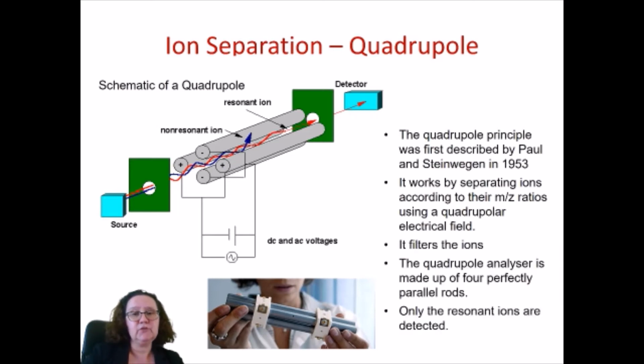So you've got 4 perfectly parallel rods. You have a constant DC voltage and a variable RF radio frequency voltage. The different ions will go through the quadrupole, and only if they are in resonance with the frequency will they go through; the others will be deflected. And by varying the RF voltage, you let the different ions go through, and you build up your mass spectrum.